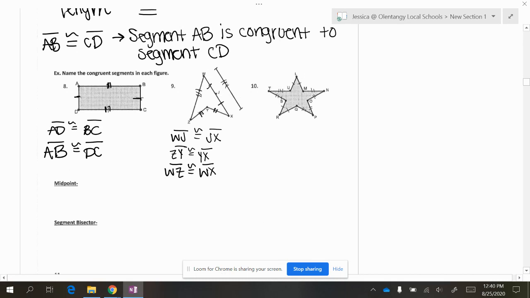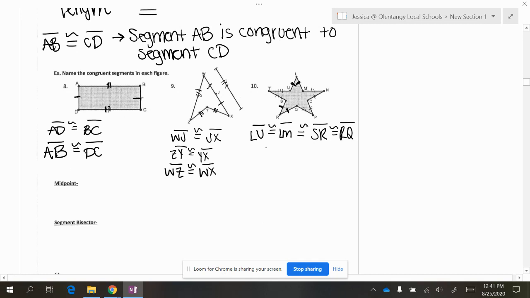Number 10, the special thing about this one is you're going to have more than just 2 things being congruent to each other. So we have 1 dash here, 1 dash here. Segment LU is congruent to segment LM. 1 here and 1 here, which is congruent to segment SR, congruent to segment RQ. And as you should see, it doesn't matter if I reference this segment as RQ or QR. The order of them do not matter.